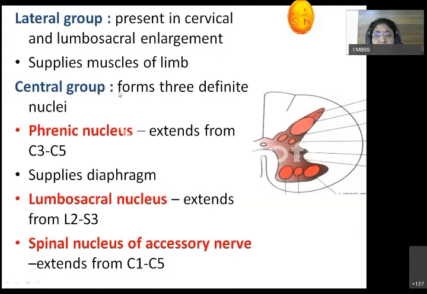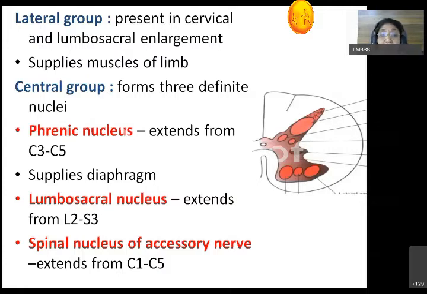Coming to the central group. Now this central group forms three definite nuclei. One is the phrenic nucleus. This phrenic nucleus extends from C3 to C5 segments of the spinal cord, and it forms a nerve which is called the phrenic nerve, which supplies the diaphragm. And you might be remembering that there is one more nerve which has the same root value, C3, C4 and C5, which is the suprascapular nerve. And this suprascapular nerve supplies the supraspinatus and infraspinatus muscles of the shoulder.